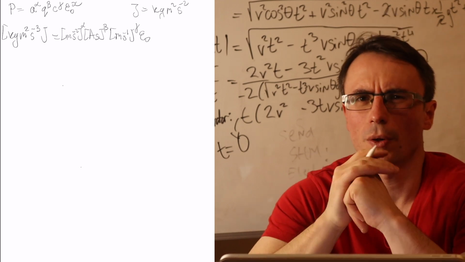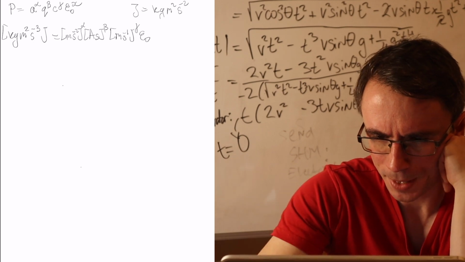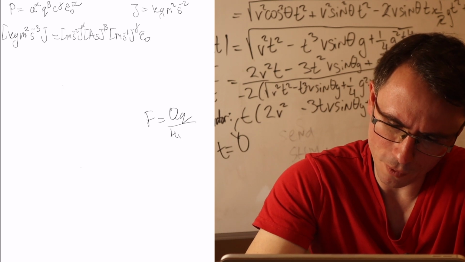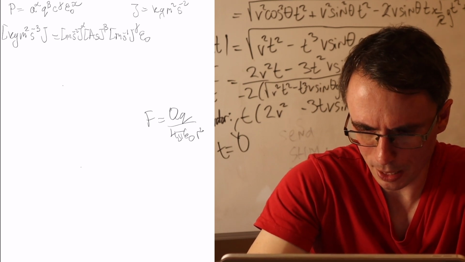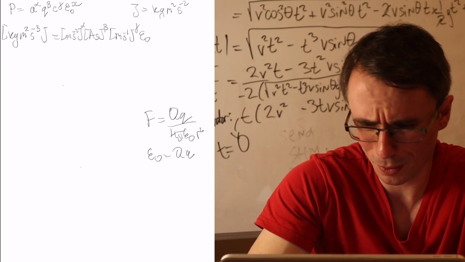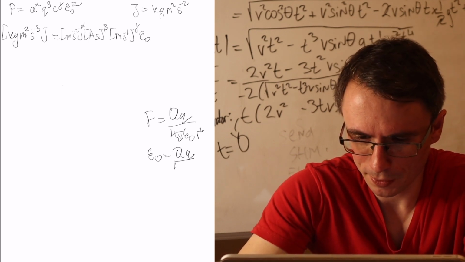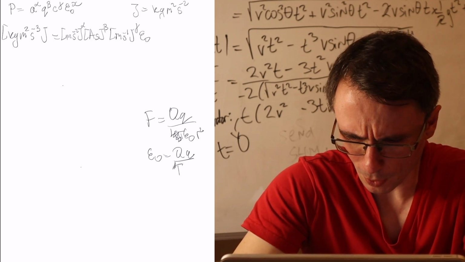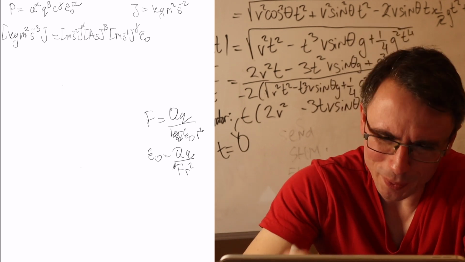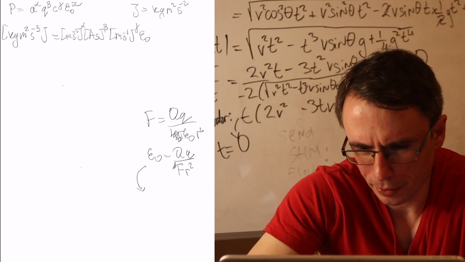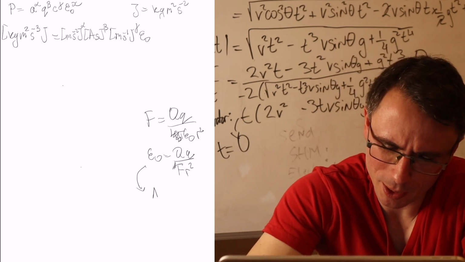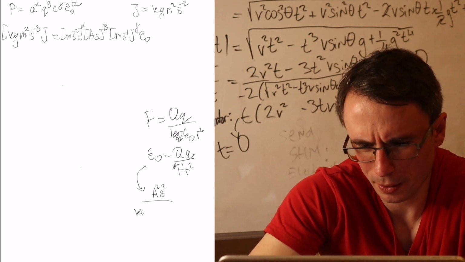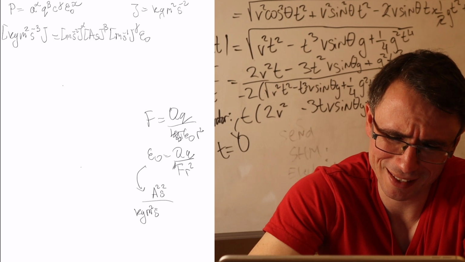Now, what about epsilon naught? This one is not as simple. Tell you what, I'm just going to use Coulomb's law, which is F is equal to QQ over 4 pi epsilon naught R squared. Epsilon naught is equal to QQ over 4 pi. Let's get rid of the 4 pi actually, because it has no units. So over F R squared. So the units of epsilon naught are going to be the units of charge squared, so it'll be A squared s squared divided by force, which is kilograms, meters squared, s to the power of minus 2.